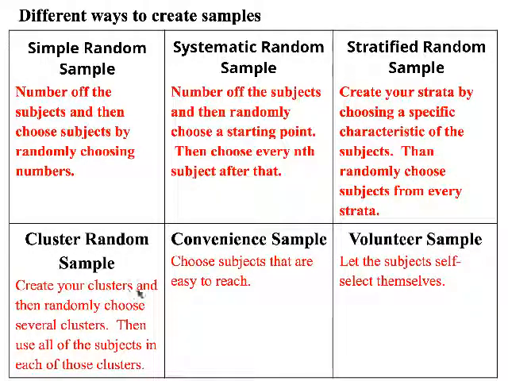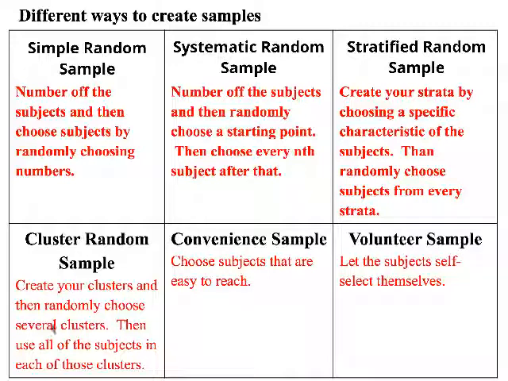Next, cluster random sample. Create your clusters and then randomly choose several clusters. Now, clusters a lot of times are chosen by what's easy, what's convenient. Like if you're at school, you want to choose clusters, you could choose teachers, or you could choose classrooms. Just things that are already clustered for you, groups of things that have a variety of types in them, or a variety of subjects. Then use all the subjects in each of those clusters. So from all the clusters you choose, you use all the subjects in each of those clusters.